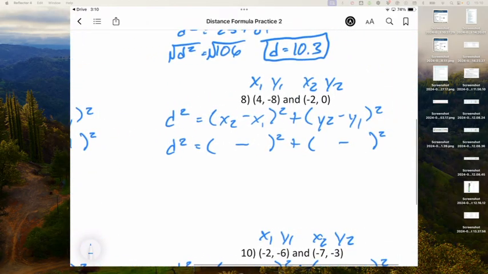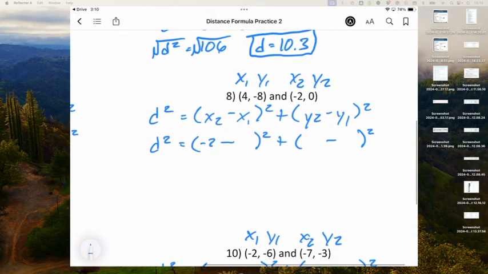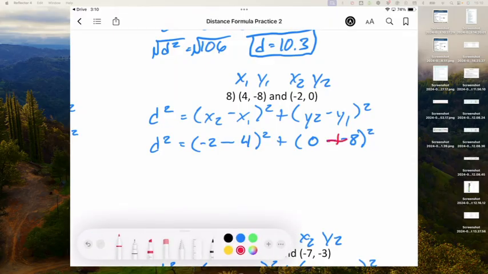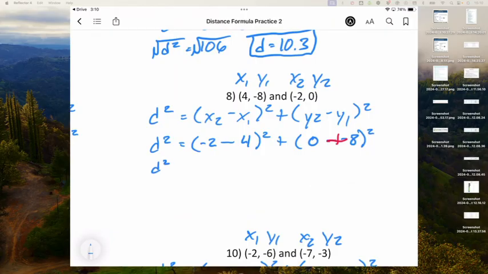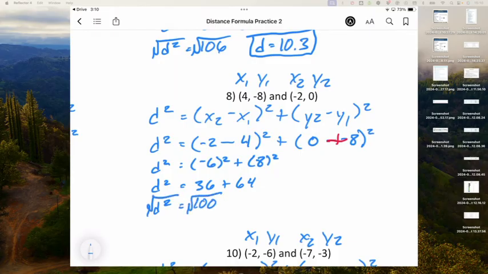Okay, over here. x2 is -2. x1 is 4. y2 is 0. y1 is -8. Gotta fix the double negative. So d squared is -2 minus 4 is -6. Plus 8 squared. D squared is 36 plus 64. D squared is 100. We should know the square root of 100 is 10.